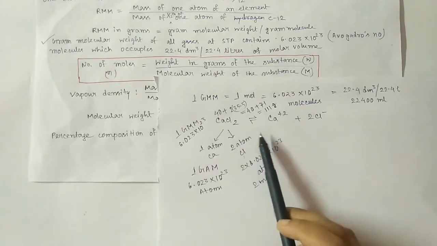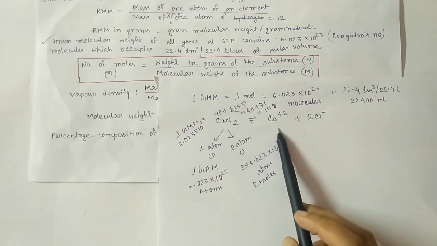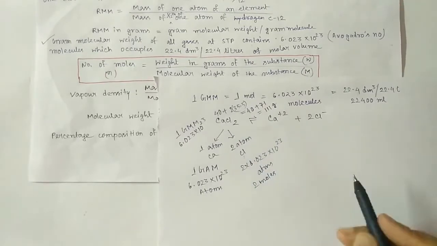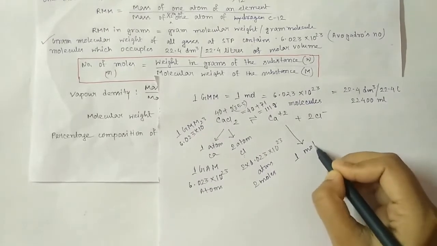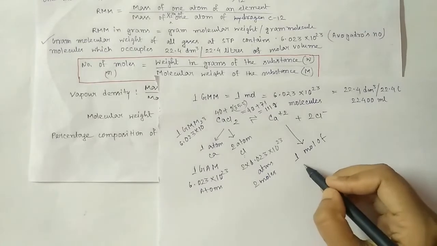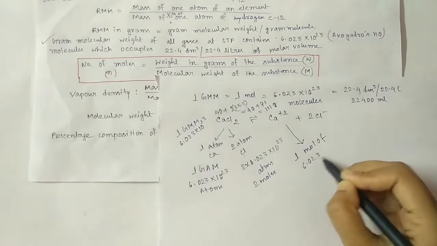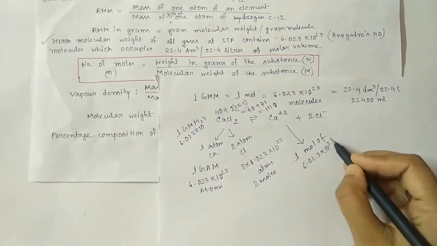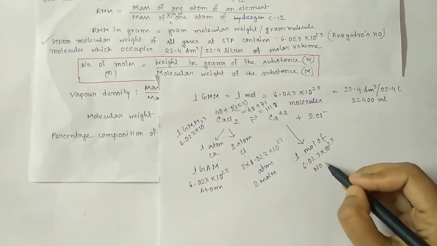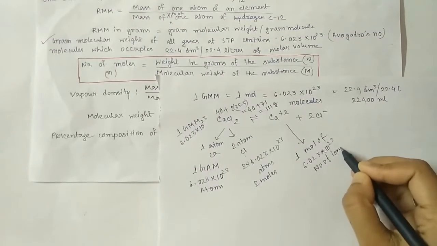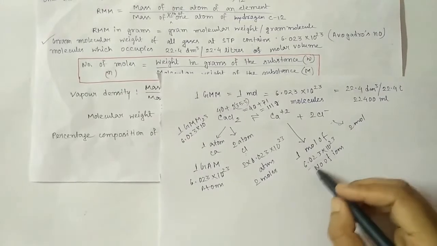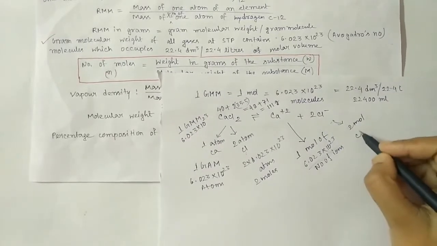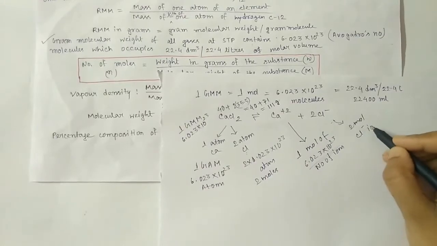Similarly, when we dissociate calcium chloride into Ca2+ and 2 Cl minus ions, there will be 1 mole, that is 6.023 into 10 to the power 23 Ca2+ ions, and there will be 2 moles of Cl minus ions.